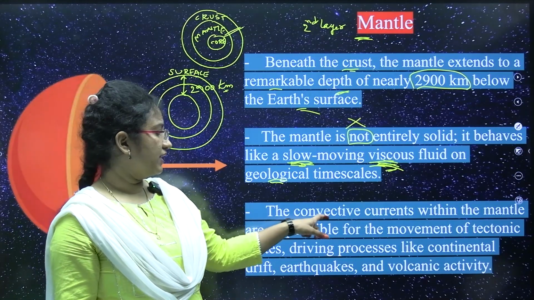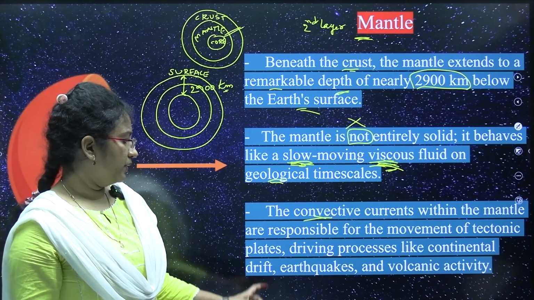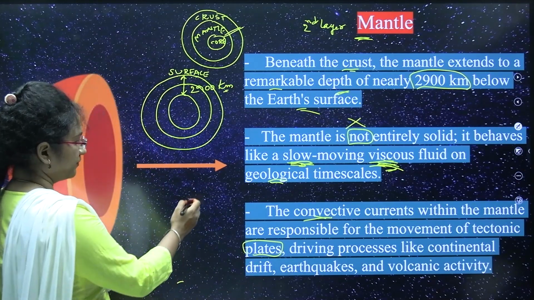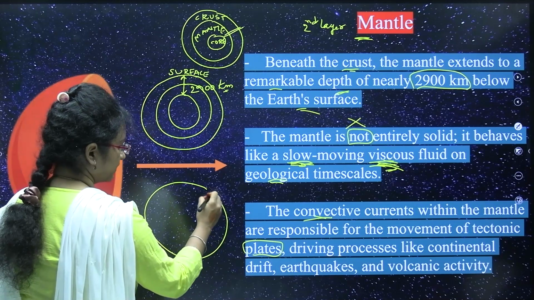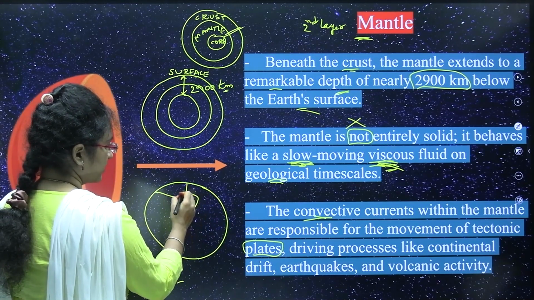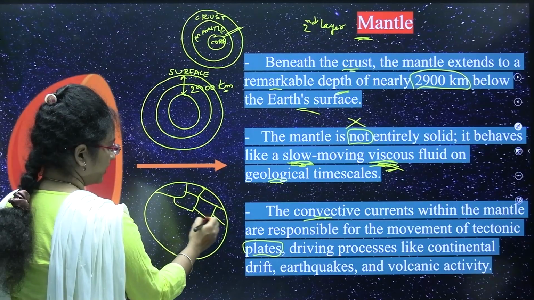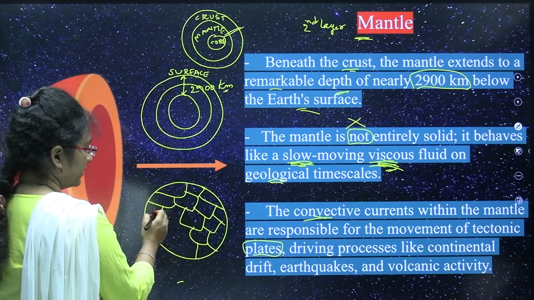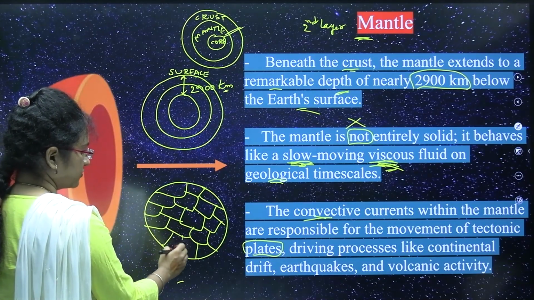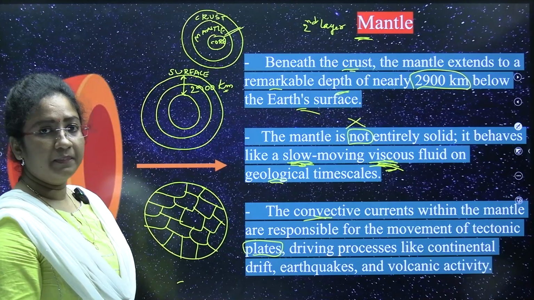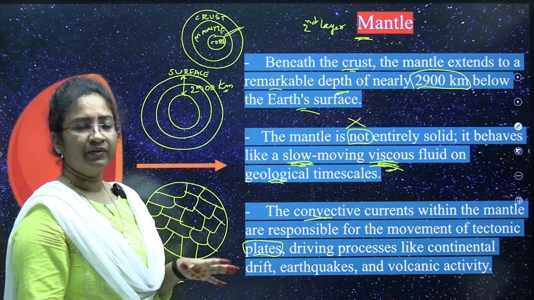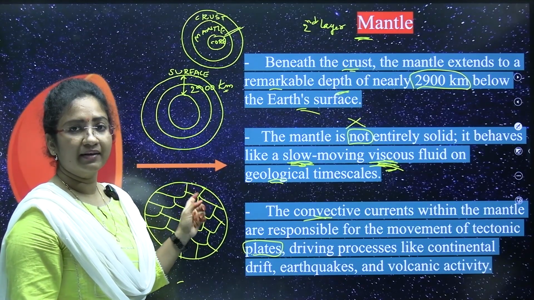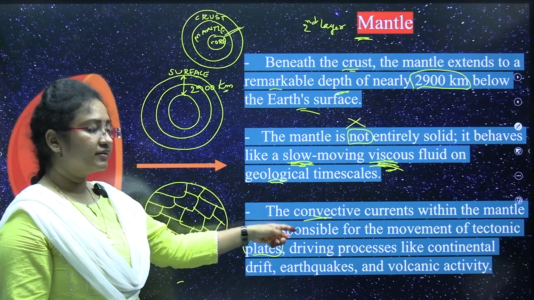Then the convective currents within the mantle are responsible for the movement of tectonic plates. As I've told you before, the entire surface of the Earth is divided into various tectonic plates. It is broken down into a lot of tectonic plates, and as I've told you, these tectonic plates are always on the move to adjust, to have this isostatic equilibrium. They keep on moving to maintain that equilibrium. So for these plates to move, what is the force behind the movement? It is our mantle layer.